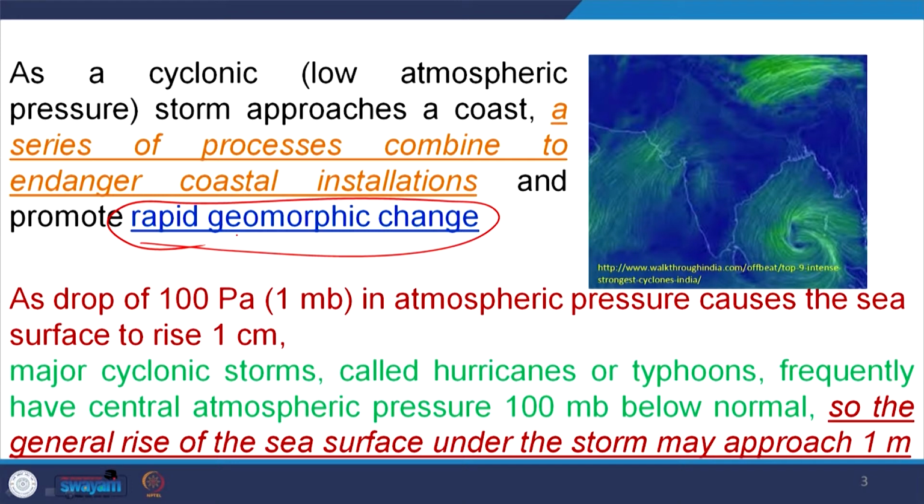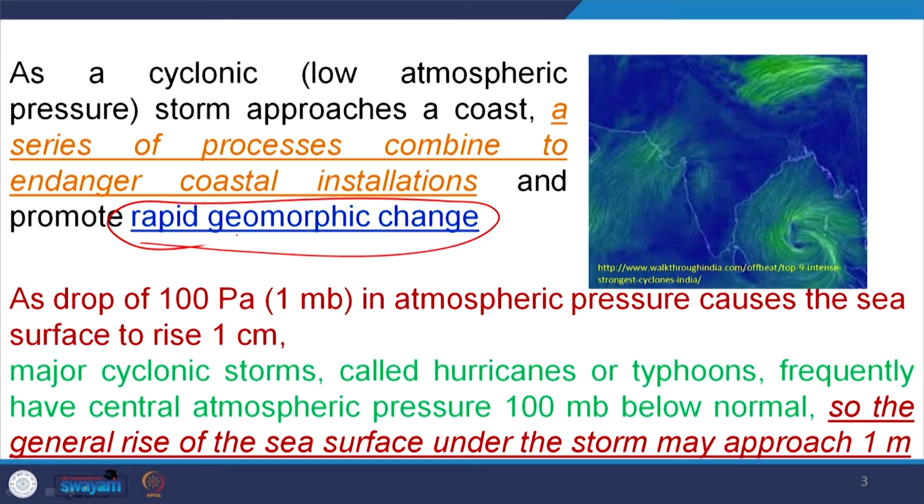During a cyclonic storm, typhoons frequently have a central atmospheric pressure that is 100 millibar below normal, so that the general height of the sea surface under the storm approaches 1 meter. That means either a 1 meter drop or a 1 meter rise. That 1 meter affects a lot along the coastal zone, because the coast is close to the mean sea level and the contours are sparse. So this area is relatively a gentle slope.